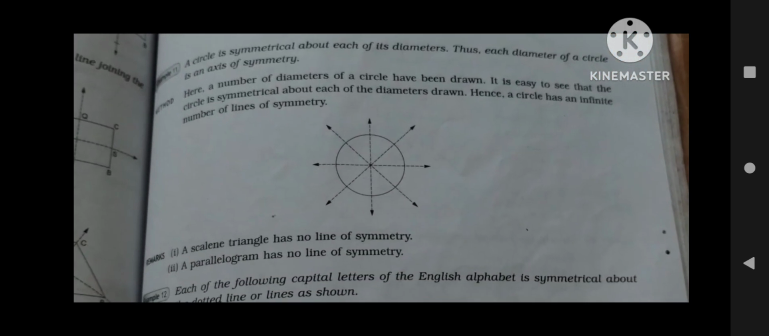11. A circle is symmetrical about each of its diameters. Thus, each diameter of a circle is an axis of symmetry. Method. Here, a number of diameters of a circle have been drawn. It is easy to see that the circle is symmetrical about each of the diameters drawn. Hence, a circle has an infinite number of lines of symmetry.